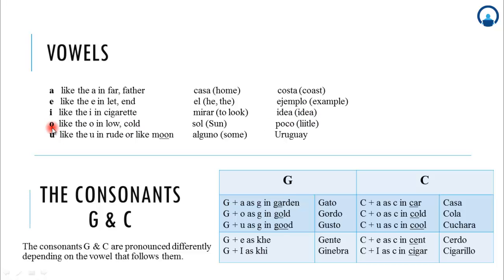Next letter, O in English, pronounced O in Spanish, just like in the words low and cold, we get the pronunciation O. The words for example are sol, that means sun, and poco, that means little. Over here, sorry for the mistake in this word.